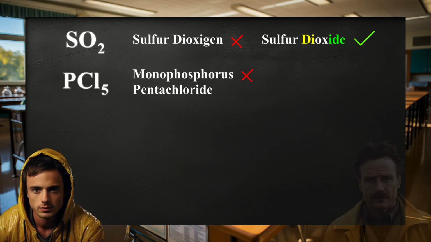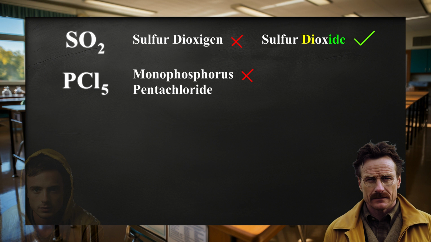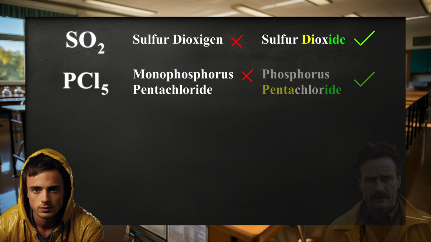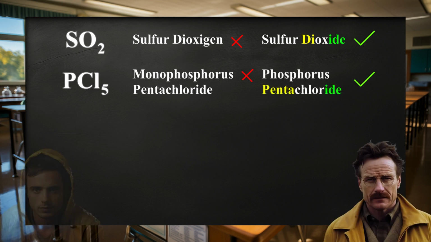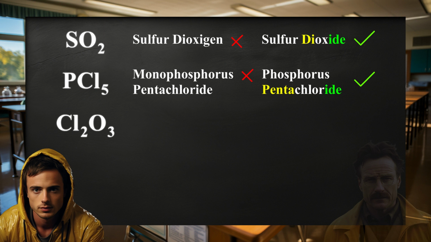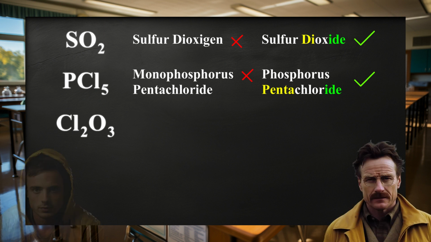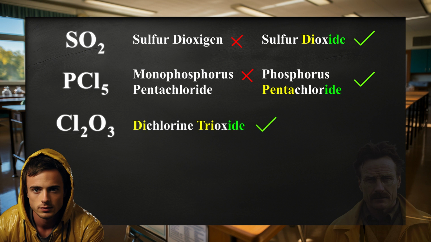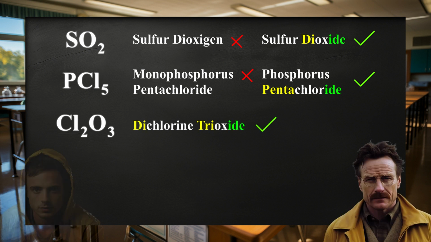Monophosphorus pentachloride? Almost. Remember, we do not use mono for the first element. That is only reserved for the second element. Try again, Jesse. Phosphorus pentachloride? Correct. Nicely done, Jesse. Let's try one last one. You can do it. Yo, Mr. White, this one has too many numbers. Jesse, just follow the rules. Dichlorine trioxide? Nicely done, Jesse.